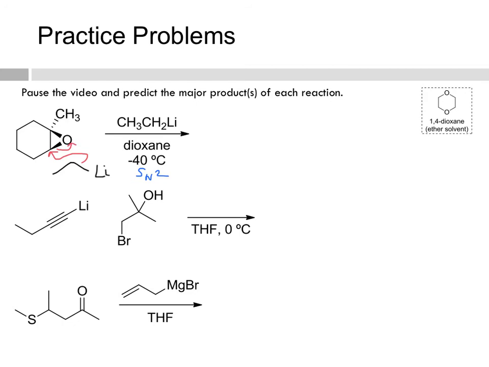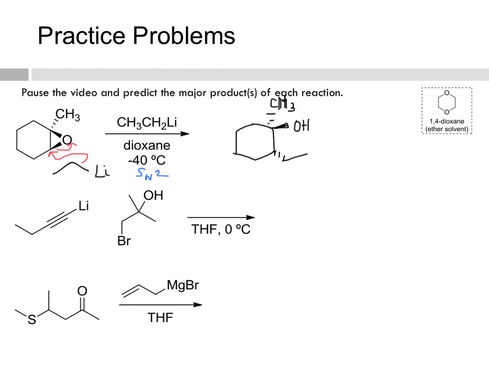And this is going to open the epoxide, and upon workup, you're going to protonate that alkoxide, and you end up with this final product, which is the methyl group going to the back. You've got the alcohol coming out, and since it was an SN2 attack, your ethyl group is also going at the back.